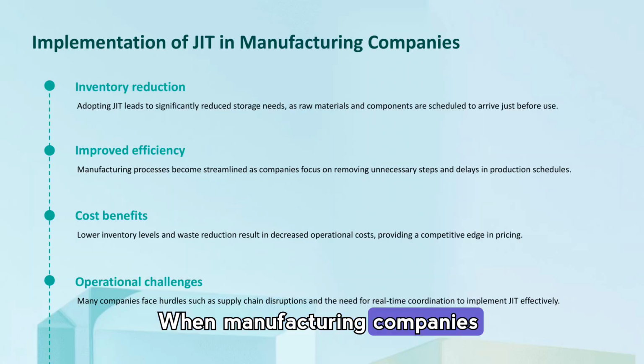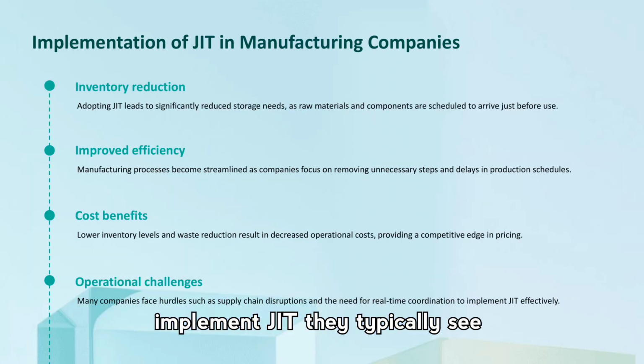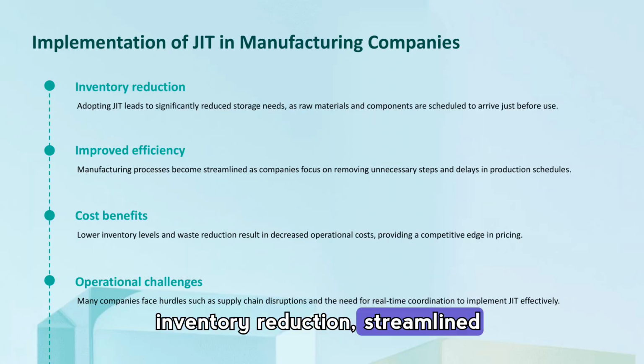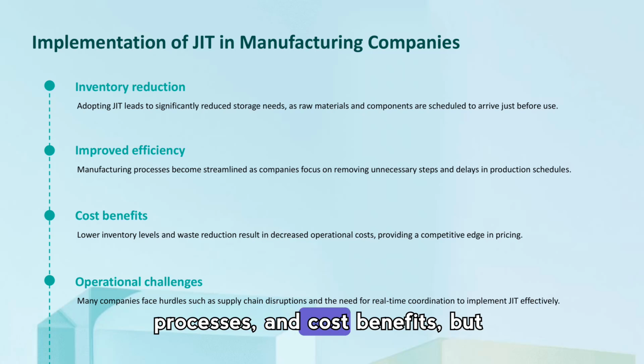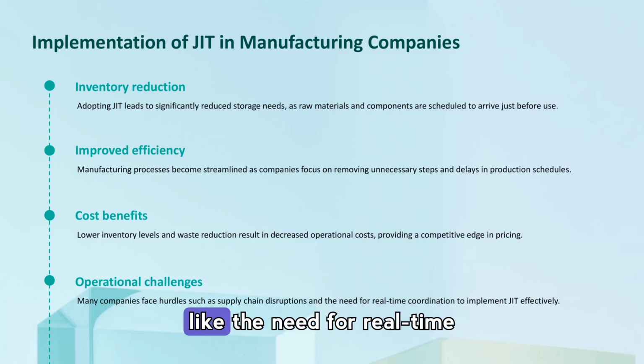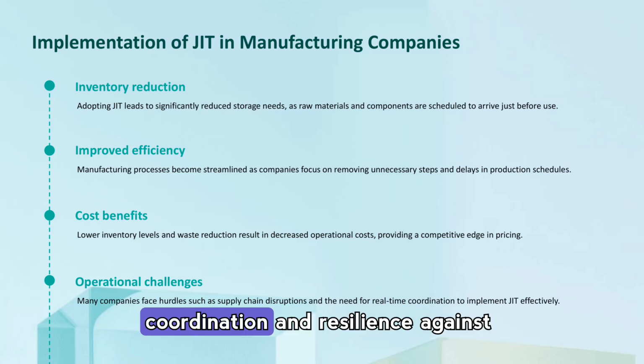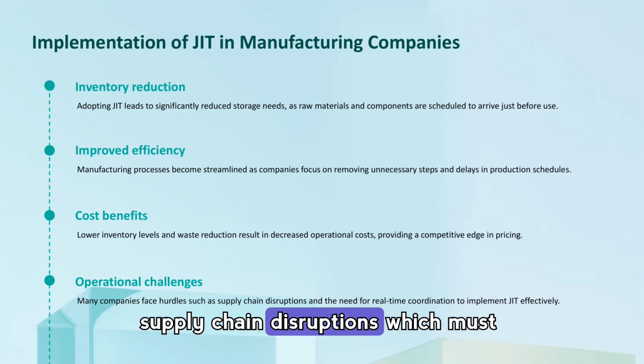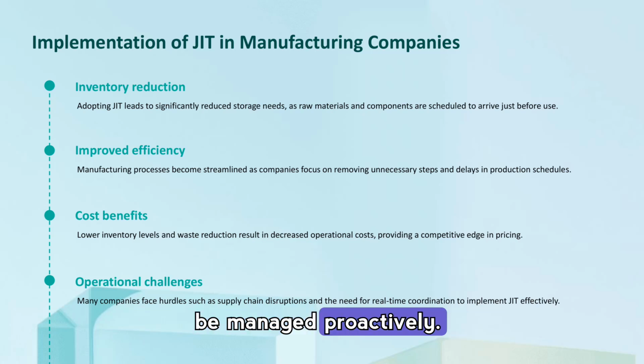When manufacturing companies implement JIT, they typically see inventory reduction, streamlined processes, and cost benefits, but they also face operational challenges like the need for real-time coordination and resilience against supply chain disruptions, which must be managed proactively.